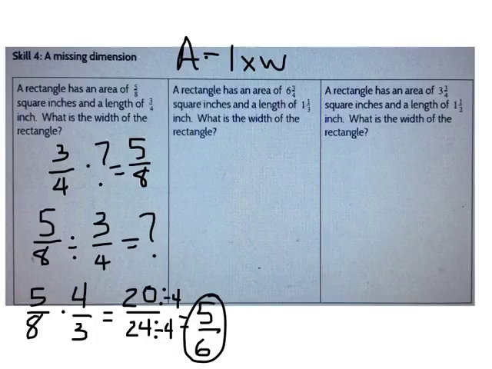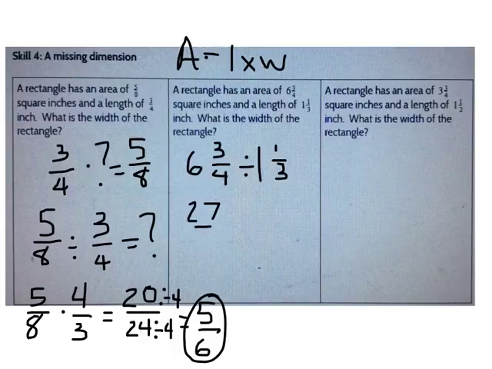Let's try another. A rectangle has an area of 6 3/4 square inches and a length of 1 1/3 inch. What is the width of the rectangle? Well, I can divide 6 3/4, the area, divided by 1 1/3, the missing side. How do I write 6 3/4 as an improper fraction? It's 27/4. 6 times 4 is 24, plus 3 more is 27.